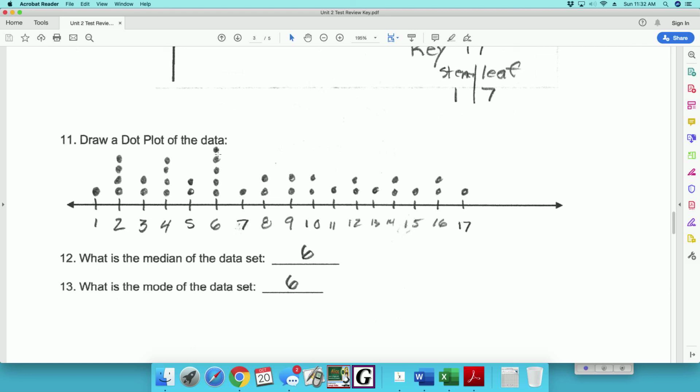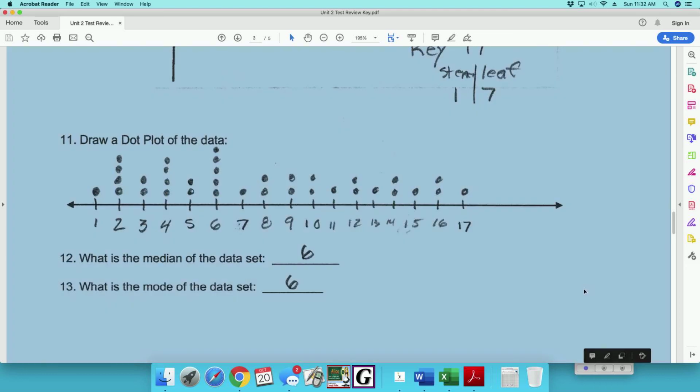6. So that's the mode. Now the median, we have 35 points. So 35 divided by 2 is 17.5. That means the 18th point is your median. So 1, 2, 3, 4, 5, 6, 7, 8, 9, 10, 11, 12, 13, 14, 15, 16, 17, 18. That right there is your median. 6 is also your median. It's your mode and median.